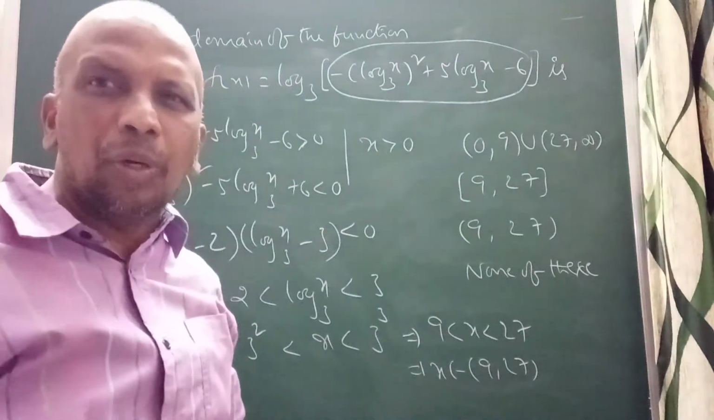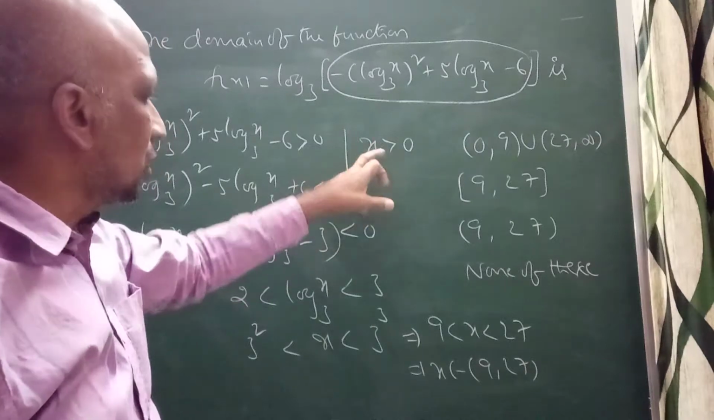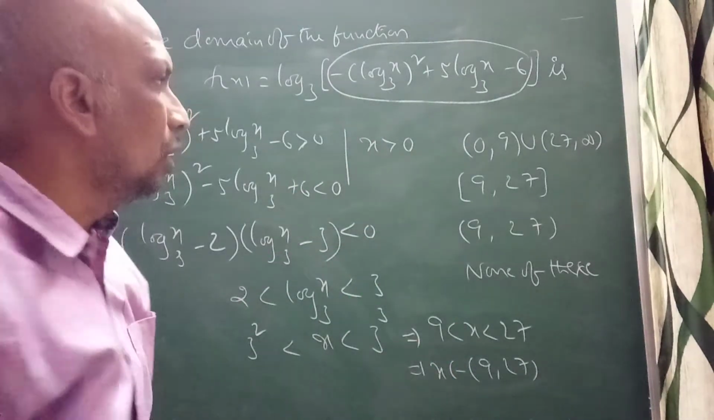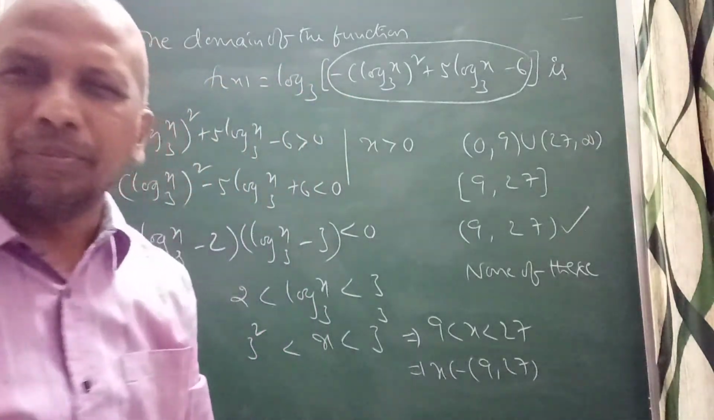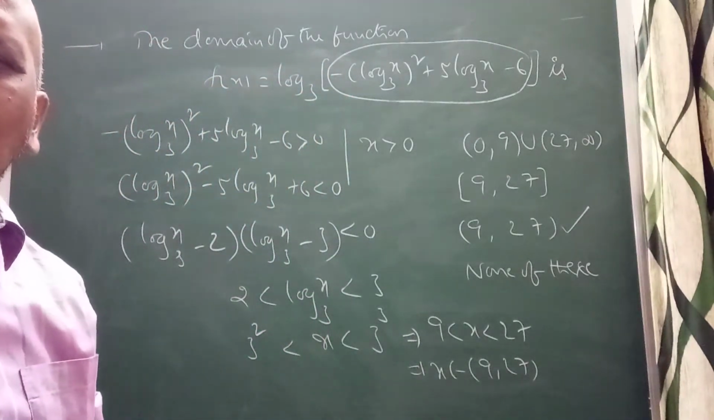What is the common domain of these two? This and this, 9 comma 27. So your answer is the open interval 9 comma 27. Now I will do the next problem.